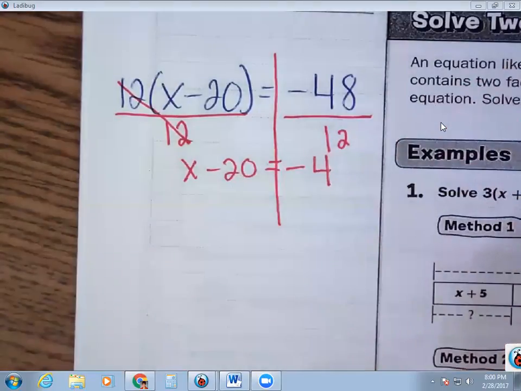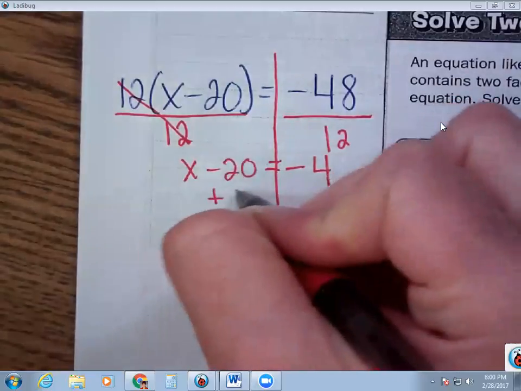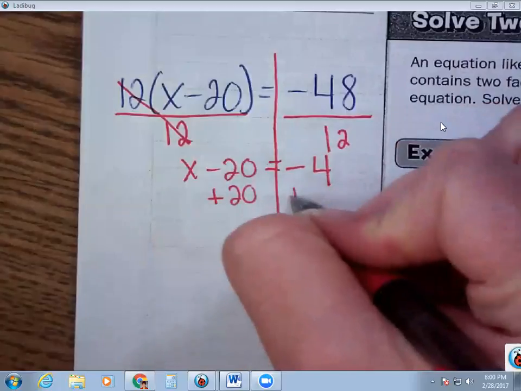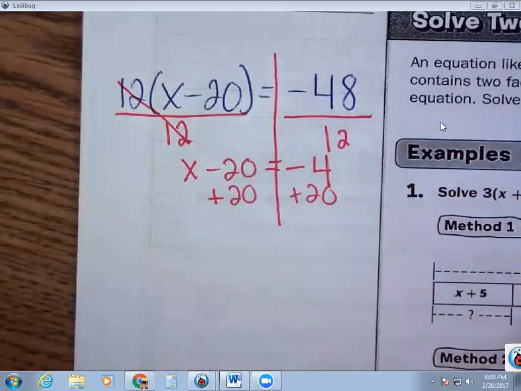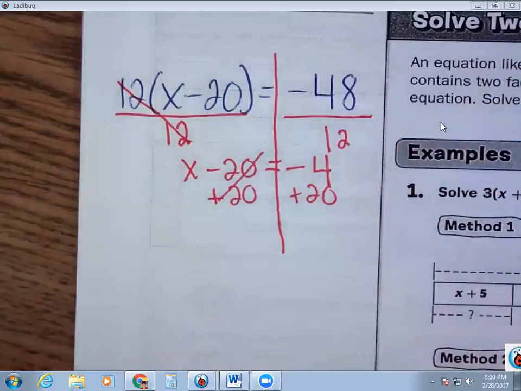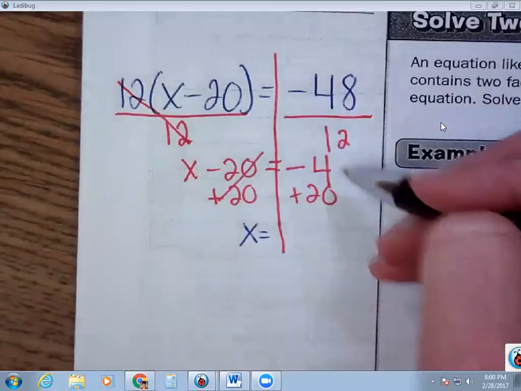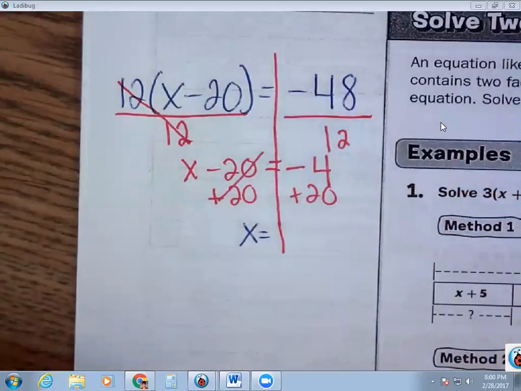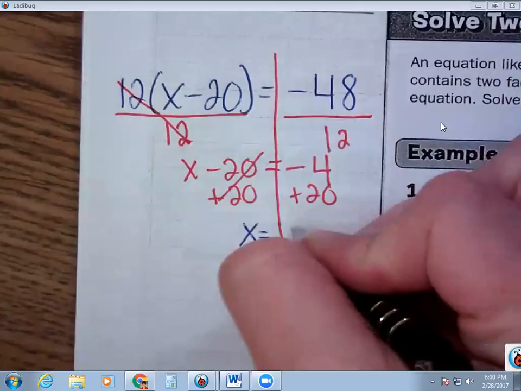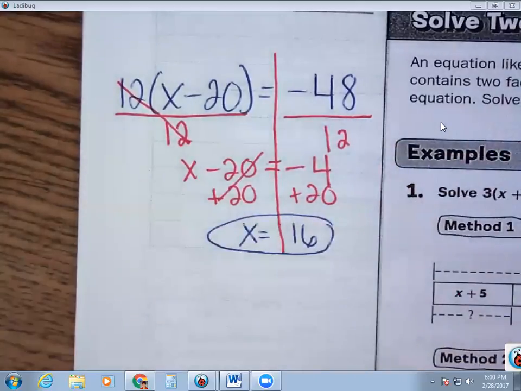All right, and then if I am trying to get rid of this negative 20, I'm going to add 20, right? Get rid of this 20, and I'm left with x. Let me write this in a different color because I'm getting over that red a little bit. And what is 20 and negative 4 when we combine those? Well, different signs subtract if we're looking at our rules, and we're left with positive 16. All right, so our answer is positive 16.